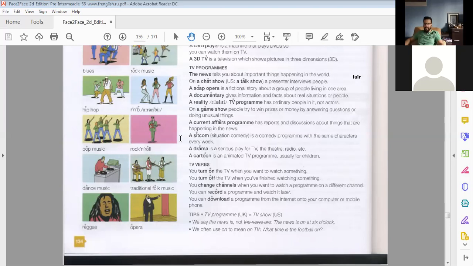And sitcom, can you tell me what it means? Is comedy program with the same characters every week. Situation comedy. Do you know the American series Friends? Yes. Friends is a sitcom. And any show like Friends is called a sitcom. So you have the same characters, the same people, and they're usually in the same place. Maybe they have problems at home, in the cafe. Or Frasier. Do you know the other show, Frasier? The two psychologists, the brothers. It's also a famous sitcom.